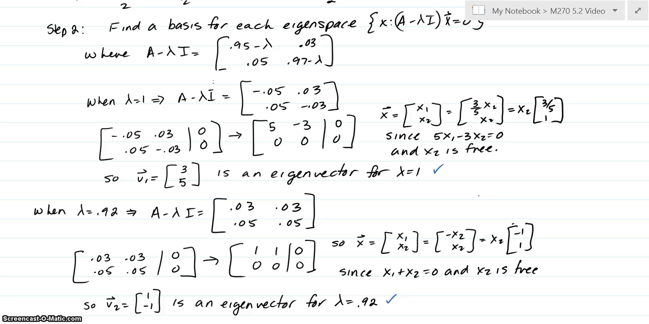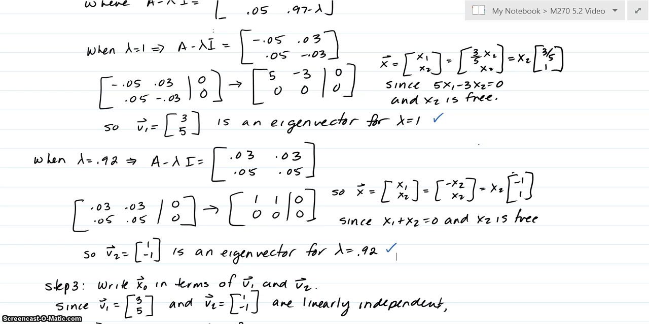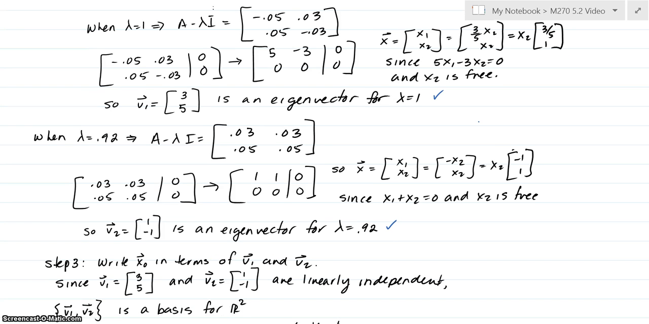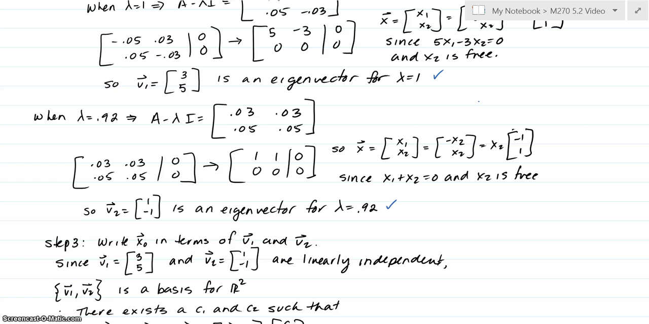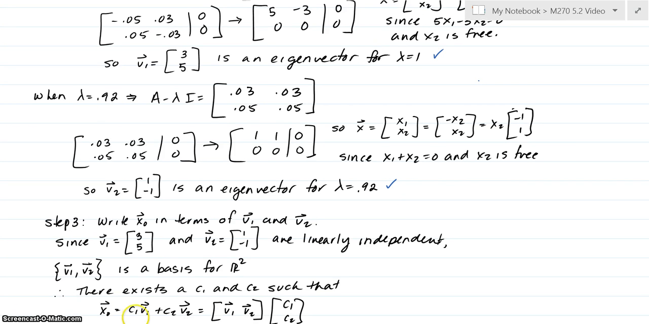So now what I'm going to do is use these two vectors to find my x0 in terms of these vectors. Since v1 and v2 are linearly independent, as you can see, we know they form a basis for R2. So there exists a C1 and a C2 such that C1v1 plus C2v2 equals this matrix.